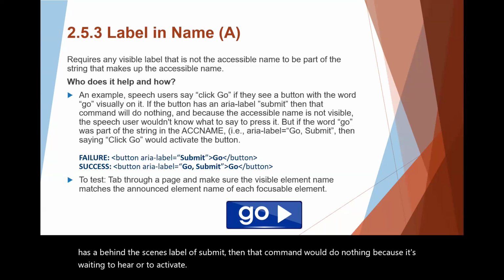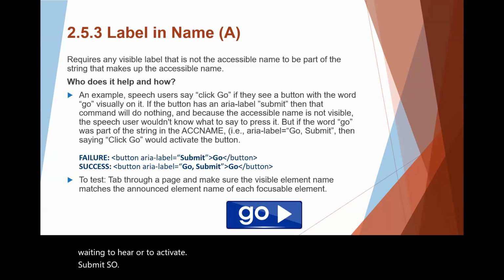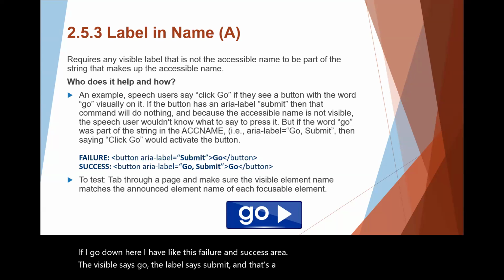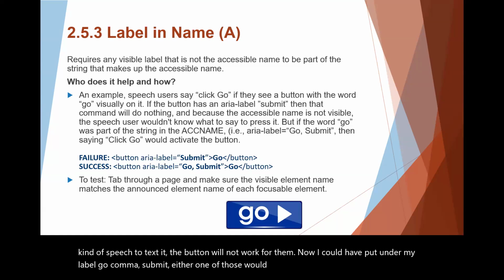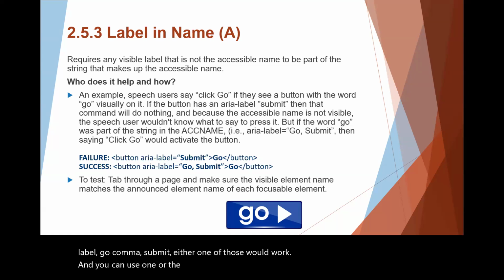So if I go down here, I have this failure and success area. The visible says go, the label says submit, and that's a failure because if someone's trying to use speech to text, the button will not work for them. Now I could have put under my label go, comma, submit. Either one of those would work, and that would activate it, for example, with an AT device like that.